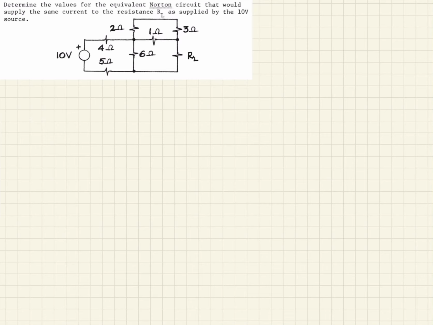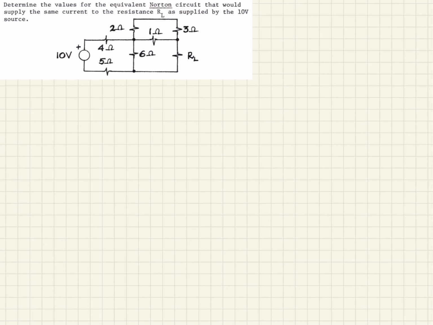So here's an example that we're given of the circuit that has a 10-volt power supply, and in the statement of the question, they're asking us to find the equivalent Norton circuit that would supply the same current to the resistor RL. So here is RL right here. And so what that means in a sense then is RL is not a part of what we're calculating the Norton circuit for. So that means this would be the terminals for the circuit that we're interested in. So we need to find the Norton equivalent across those terminals.